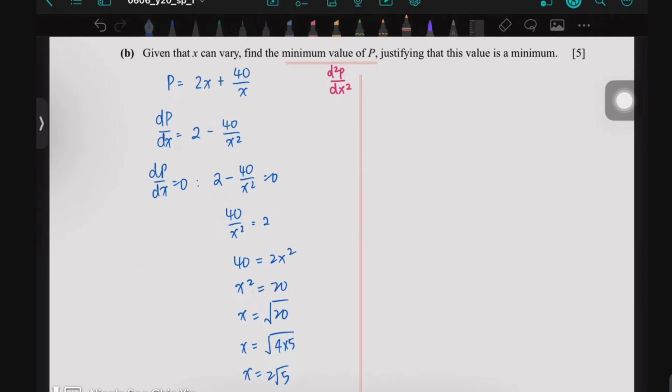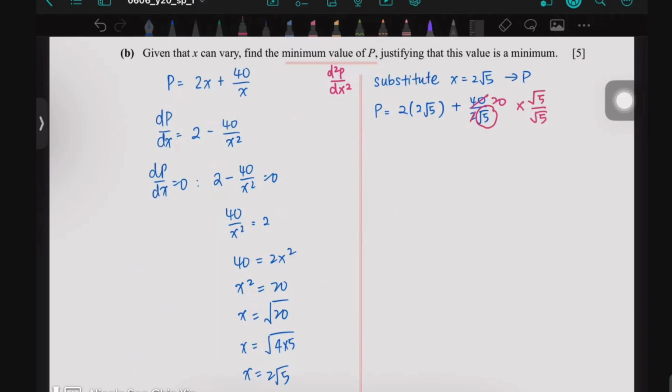Okay, next part. I need to find my minimum value of P. So in other words, I have to substitute x equals 2 root 5 into my P. So my P here, we're getting 2 bracket 2 root 5 plus 40 over 2 root 5. The second one, when worked out, I will get 20 over root 5. Don't forget, I cannot have a surd below, so I have to rationalize, root 5 over root 5.